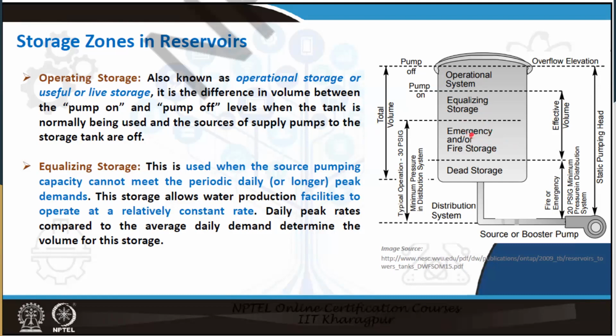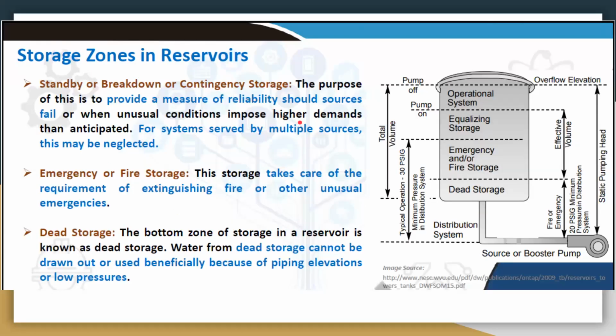The tank is designed in such a way that this much amount of water is set aside for firefighting or whatever emergency purposes. Now, before that, there's also a contingency storage, which is not shown here. Its purpose is the same as the equalizing storage: when there are even higher demands, there's an in-between storage called the contingency storage. The last storage is the dead storage, which is the bottom zone of the reservoir. This water is not going to be used, and it cannot be drawn out or used beneficially because the water level is at a very low elevation.